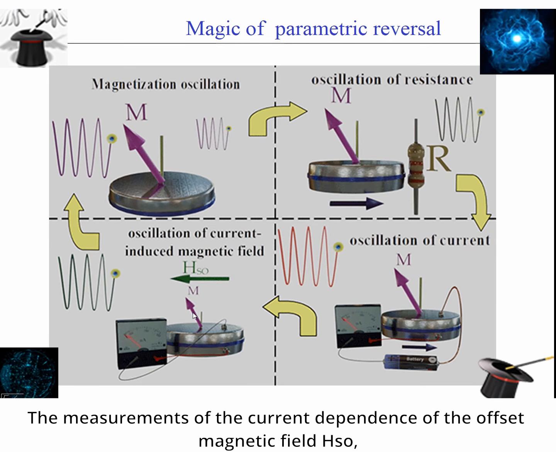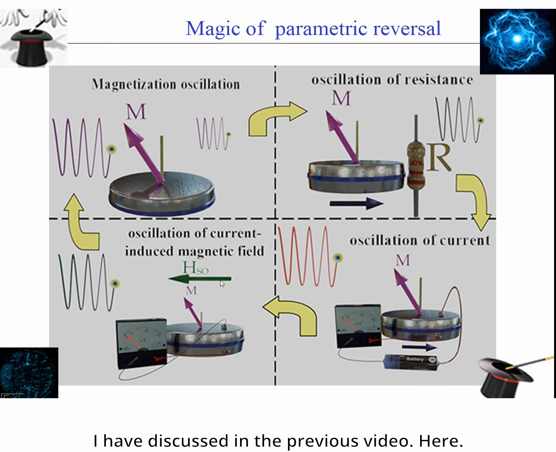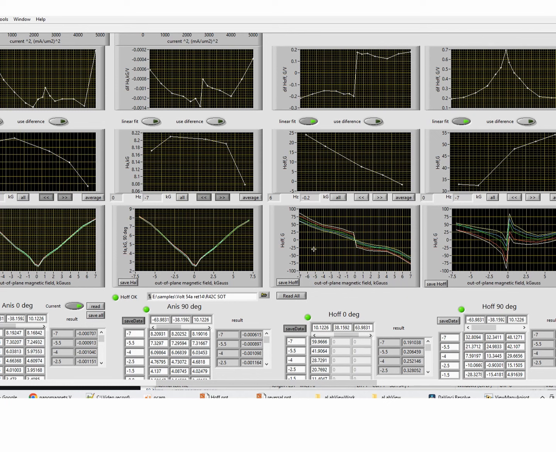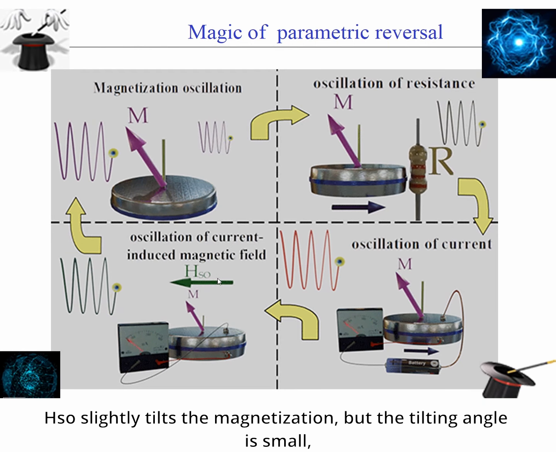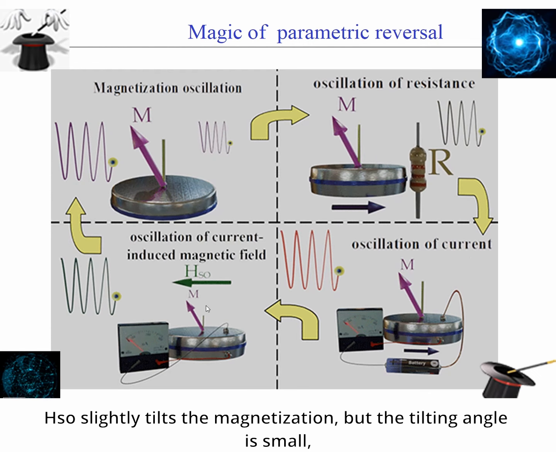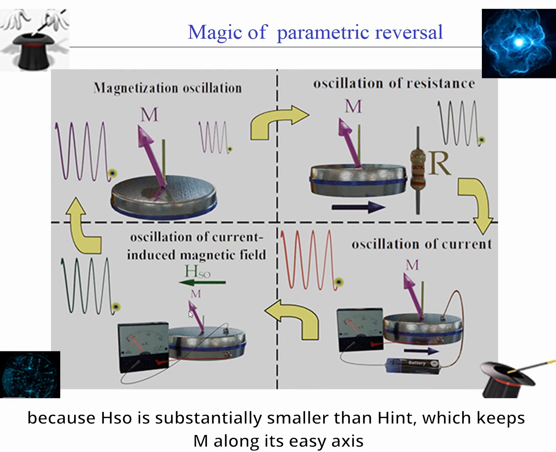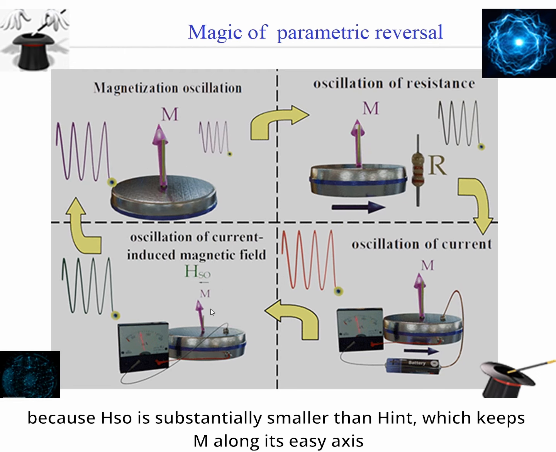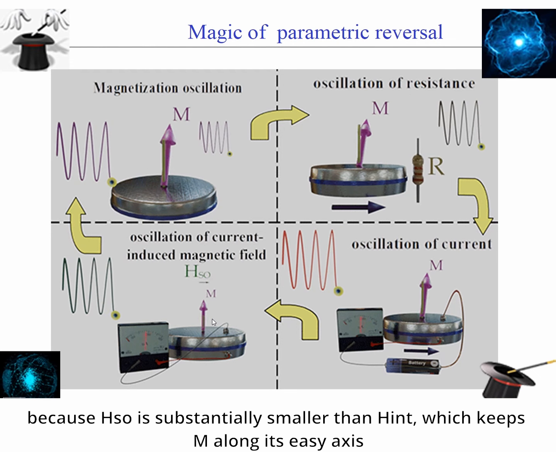The measurement of the current dependence of the offset magnetic field HCO I have discussed in the previous video. These two graphs show two in-plane components of the measured offset magnetic field as a function of external magnetic field. Lines of different color correspond to measurements at different currents. Offset magnetic field HCO slightly tilts the magnetization, but the tilting angle is small because HCO is substantially smaller than the intrinsic magnetic field, which keeps magnetization along its easy axis.